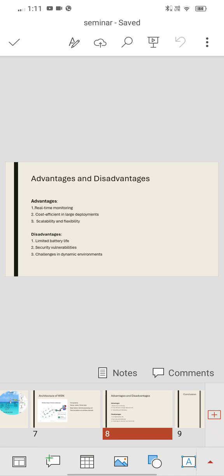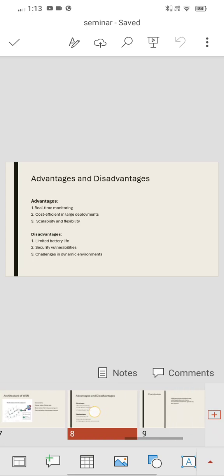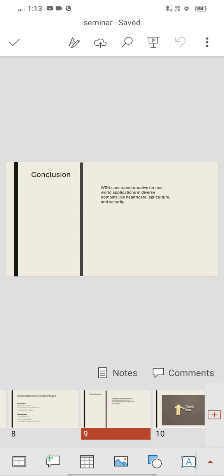Now, disadvantages of wireless sensor network. Wireless sensor networks have some disadvantages also: limited battery life, security vulnerabilities, and challenges in dynamic environment. Security vulnerabilities means hackers can hack wireless networks easily. Next is challenges in dynamic environment, where we face communication disturbance and network disturbance.